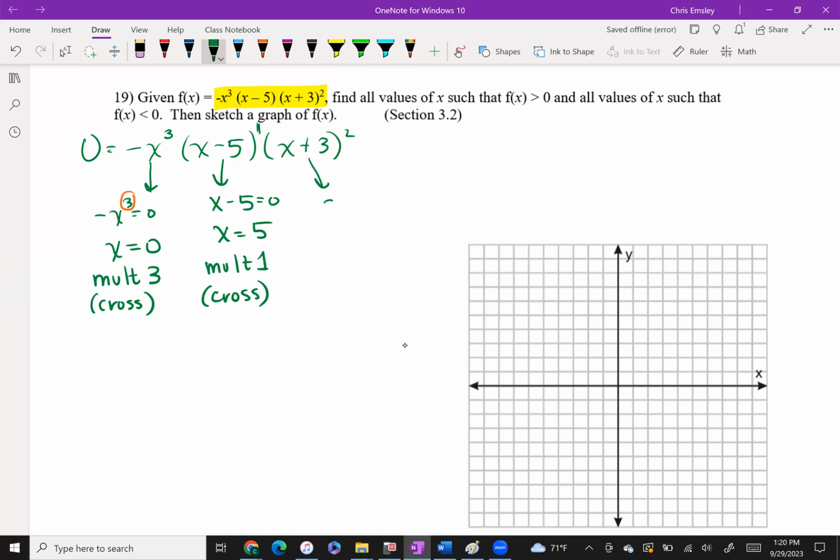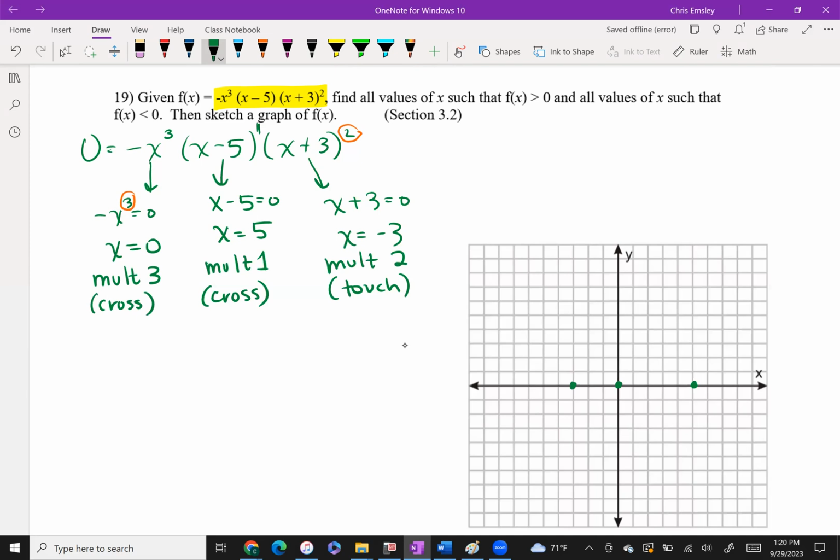And then our last factor, we get our intercept of -3. This one came from a factor that was squared. So this one has a multiplicity of 2. Even multiplicity. So at that point, we're not going to cross the axis. We're just going to touch or bounce off of it. Okay, so let's plot those intercepts. We have one at 0, one at 5, and one at -3.